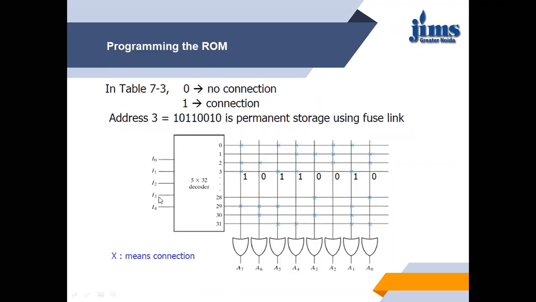So address line 3, that is 0, 1, 2, 3, the fourth address, has a storage of 10110010. So this is the type, and the programming of the ROM is done at the time of manufacturing. Whenever a system is designed, whatever is the permanent data or boot data in your system is stored in a read-only memory.